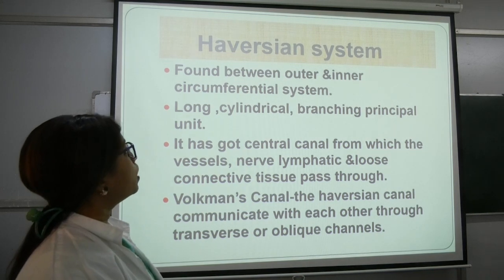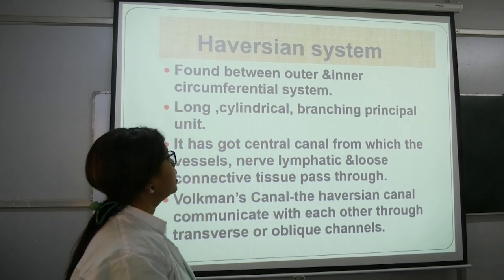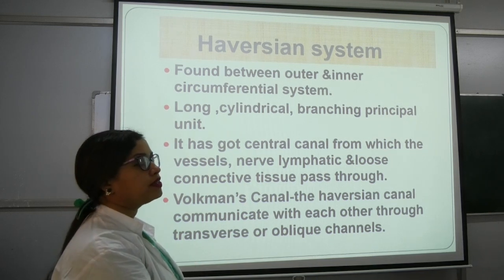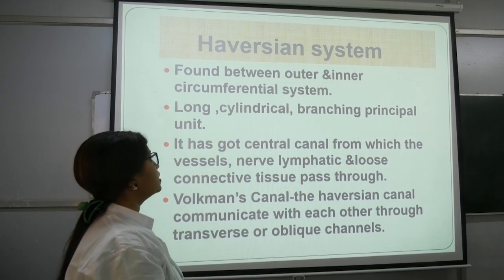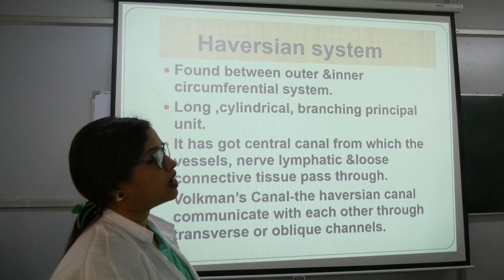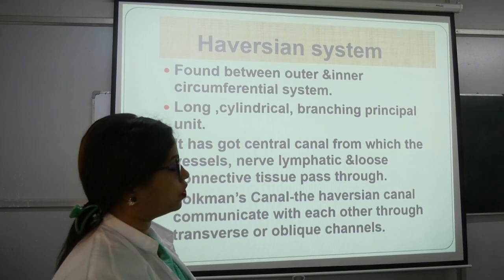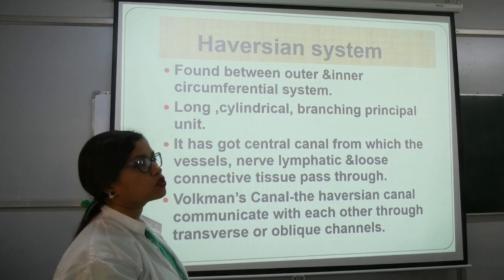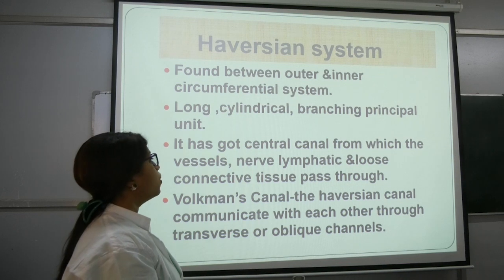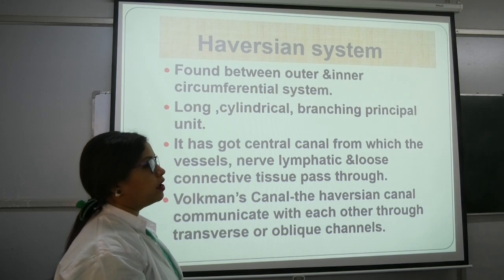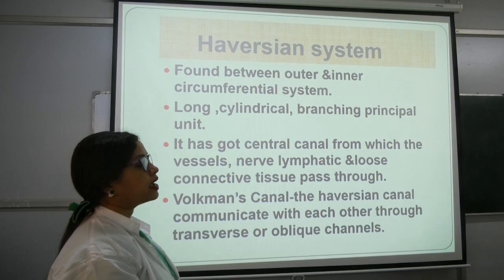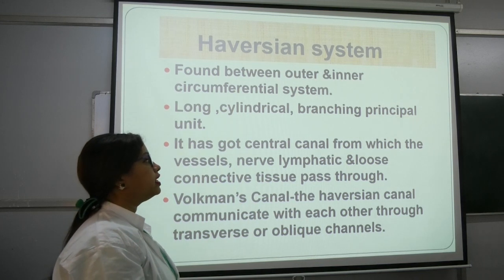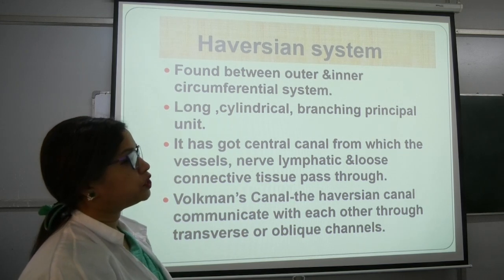First of all, it is found between the outer and inner circumferential systems. This we have mentioned. How does it look? It is a long, cylindrical, branching principal unit. That is the Haversian system or the osteon. It has a central canal, so just write it down. It has one central canal from which the vessels, nerves, lymphatics and loose connective tissue pass through.